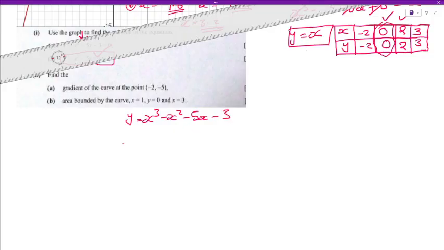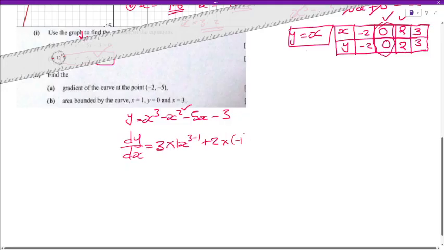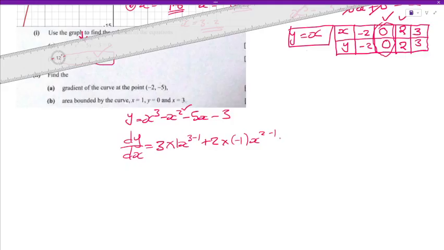You differentiate this one. dy over dx will be equal to... So remember, to differentiate we multiply, so it's going to be 3 times 1 x to the power 3 minus 1. You always take away 1 from the 3 when you are differentiating. Again, there the power is positive 2, times negative 1, x to the power 2 minus 1. We've already done this, so that's why I'm closing.